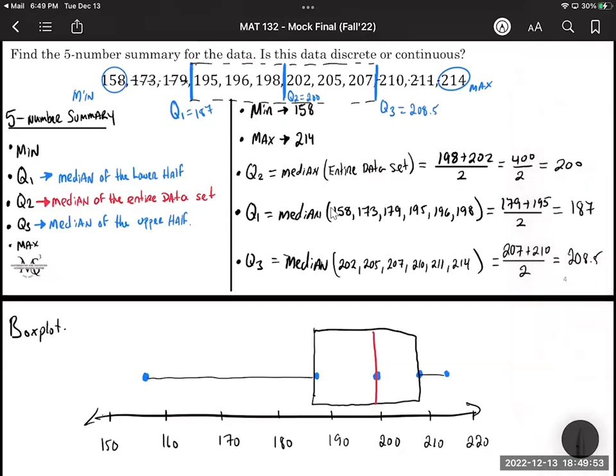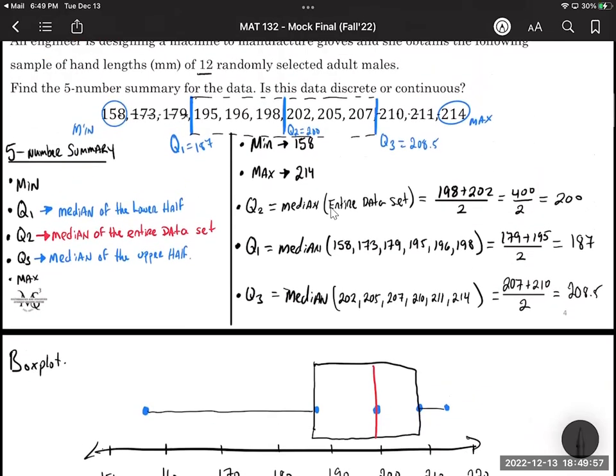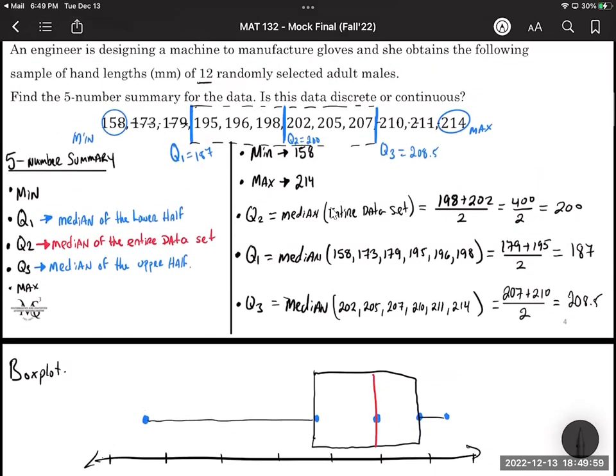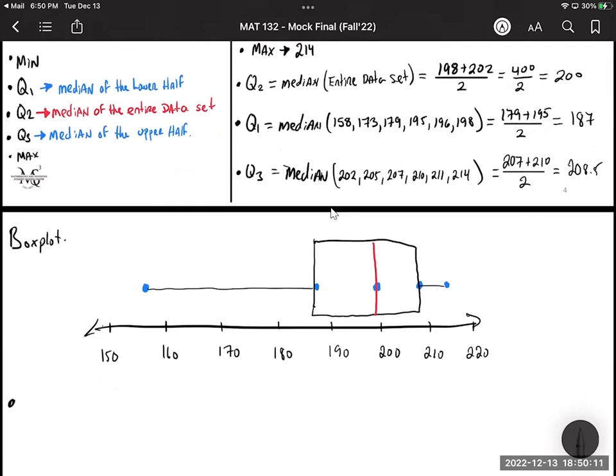Okay, so we're almost done with this problem. The last thing the problem asks is whether your variable, your data, is discrete or continuous. So we're going to answer it. The way that you answer discrete or continuous is as follows. You think about the following phrases or words.